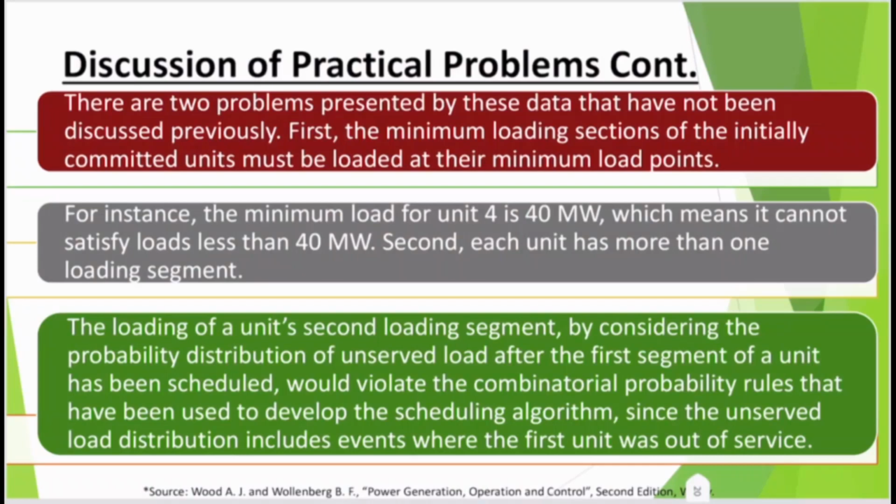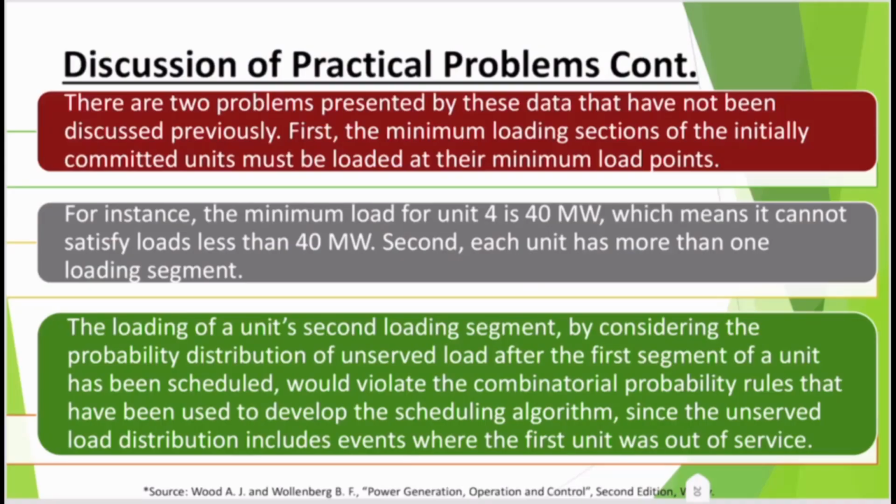First, the minimum loading section of the initially committed units must be loaded at their minimum load points. That means they have to be loaded at 20, 20, or 40. For instance, the minimum load of unit 4 is 40 megawatt, which means it cannot satisfy load less than 40 megawatt at any given point of time.